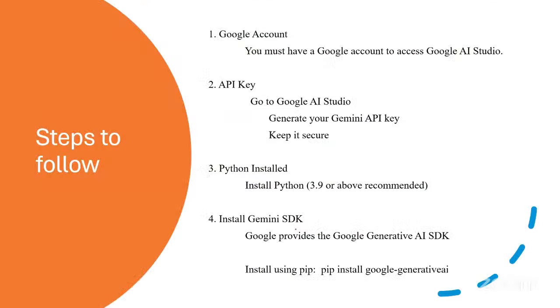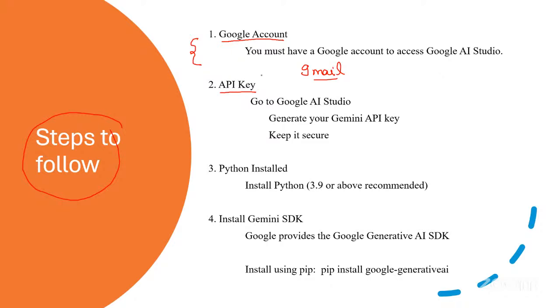If you want to work with any kind of generative AI applications from Google, first of all, you should have a Google account. Now everyone has a Gmail account, no worry about it. Every person will have a Gmail account nowadays. Second, you need to create an API key.